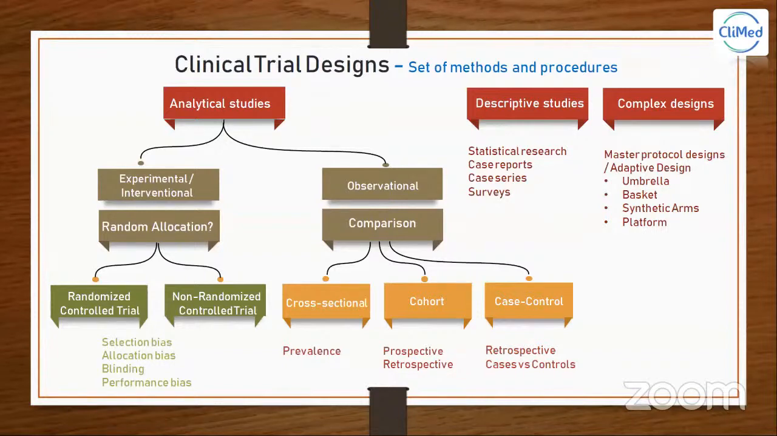Basket studies examine one drug for multiple indications. And platform studies examine multiple drugs for multiple indications. So it becomes a very big platform, right? That is basically the understanding of these trials. Okay, so moving on to the next.